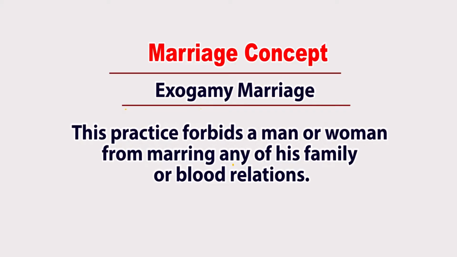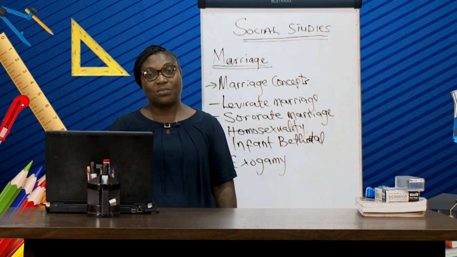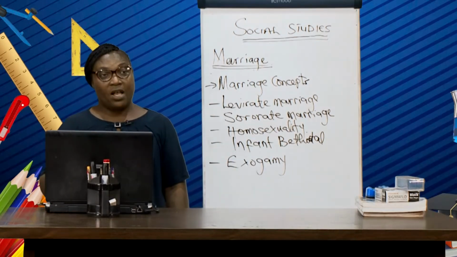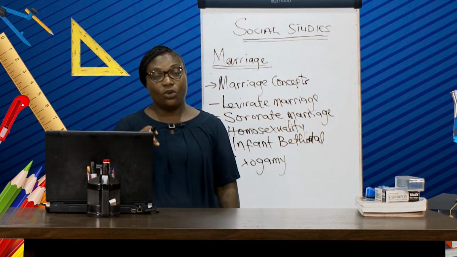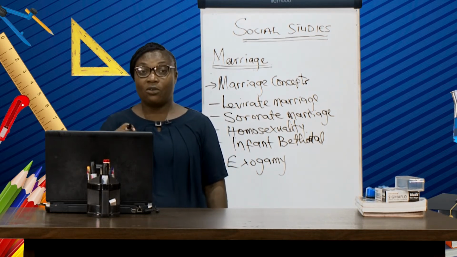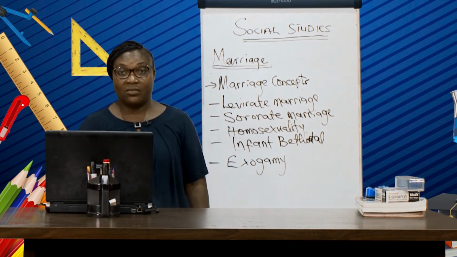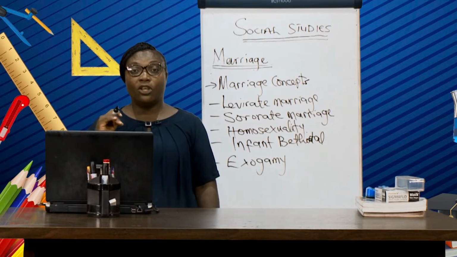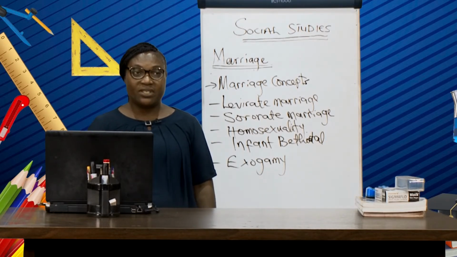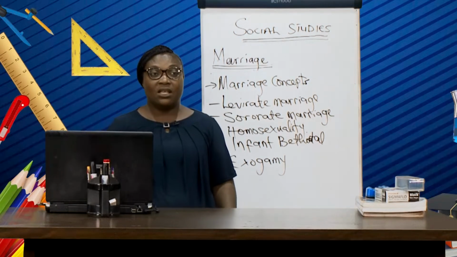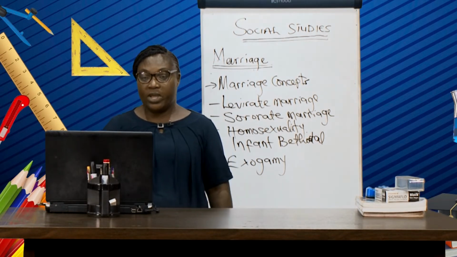Then we have exogamy. This practice forbids a man or a woman from marrying anybody from his family or anybody who happens to be a relation, which means, as a boy, you cannot marry your sister. If you are a girl, you cannot marry your brother. As a girl, you cannot marry your father, and as a boy, you cannot marry your mother. So it is forbidden to marry anybody that you share the same blood with.